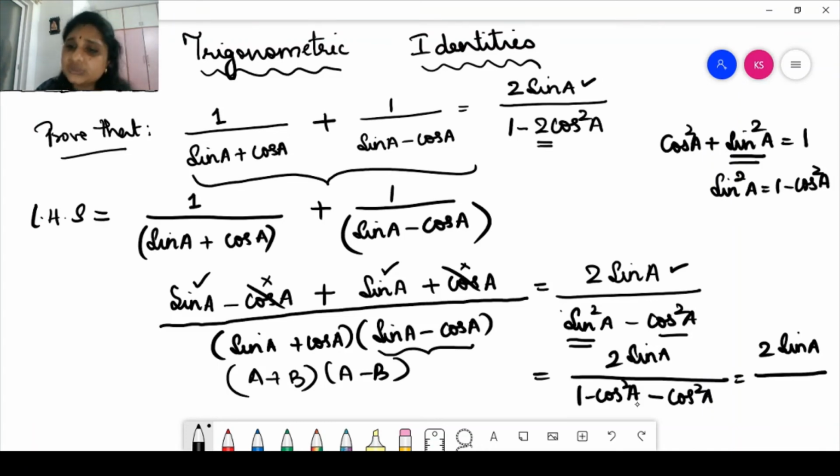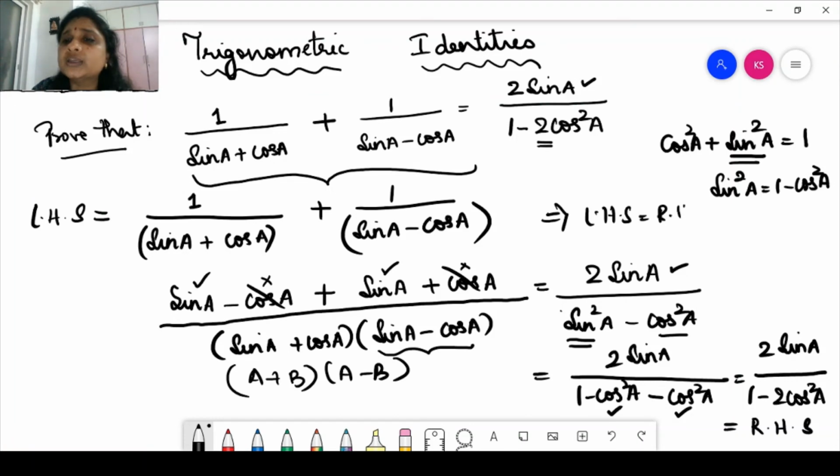Now see, again, we have two like terms here. It's minus cos square A minus cos square A. This will be dealt like algebraic variables. So minus x minus x is minus 2x. So minus cos square A minus cos square A is minus 2 cos square A, giving 1 minus 2 cos square A. Correct? So that is what I have on my RHS. So my LHS has led me to my right hand side. So this implies your LHS is equal to your RHS, and hence we have proved this identity.